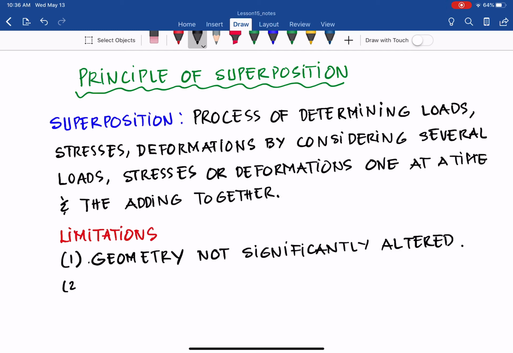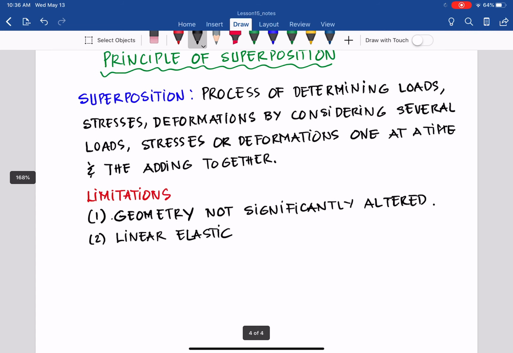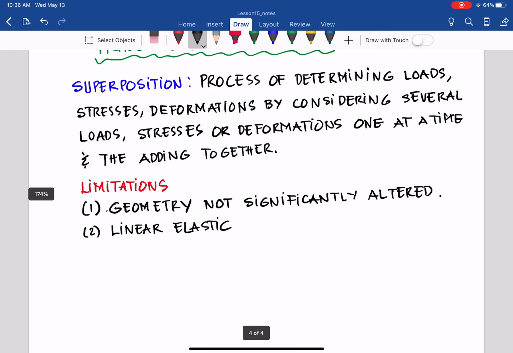And then the second limitation to apply superposition is that the material has to be linear elastic. So those are the two limitations before we can apply superposition.